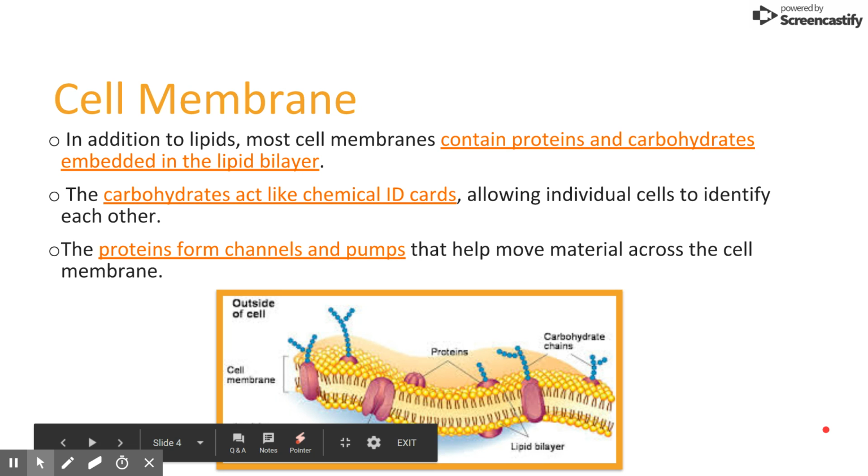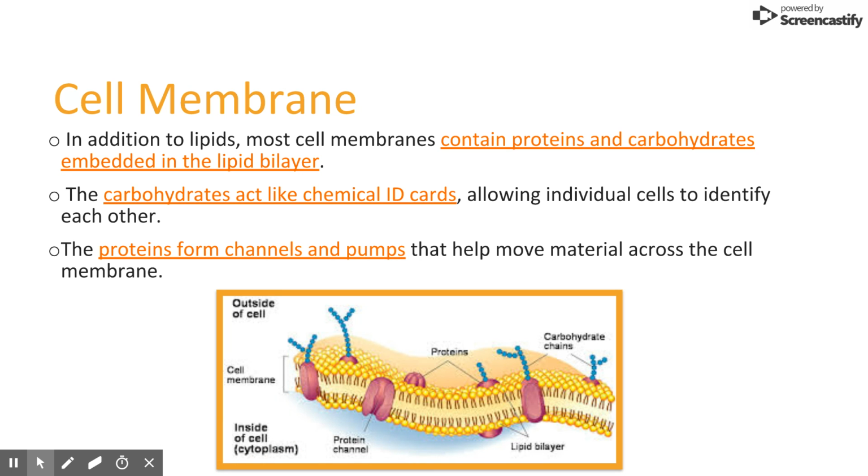So in addition to these lipids, cell membranes also have a few other things. They have proteins that usually act as channels and pumps, things that will allow molecules to enter or exit the cell. If it's a channel, then it's probably something that's moving across on its own. And if it's a pump, then it probably requires energy.